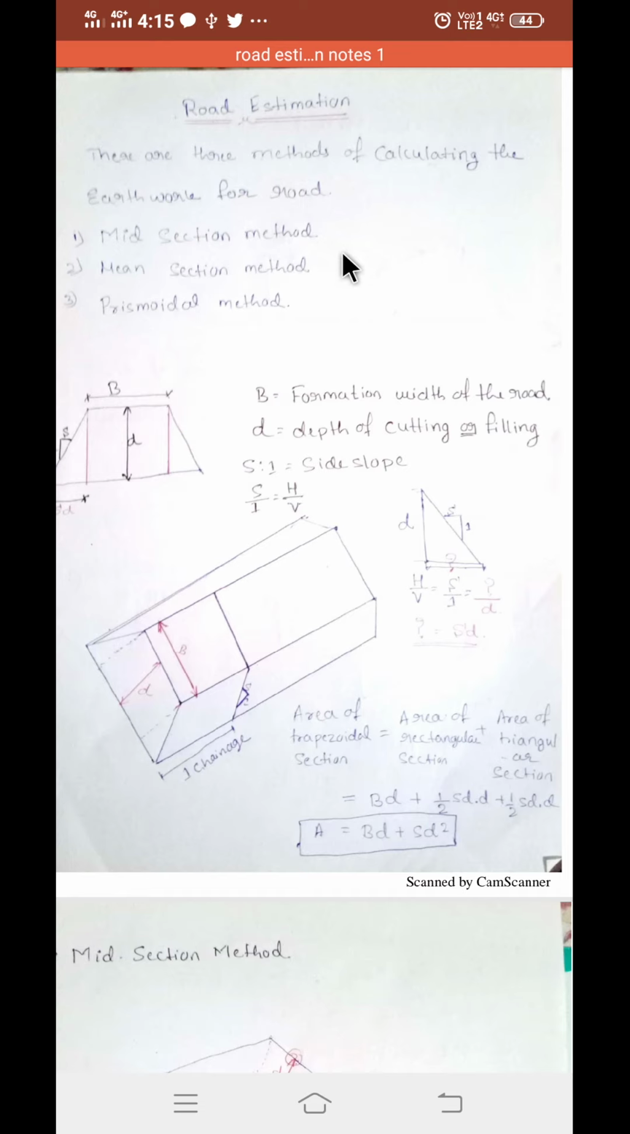Here, in the estimation of roads, we are calculating the quantity of earthwork. There are three methods which we follow to calculate the earthwork for roads: the mid section method, the mean section method, and the prismoidal method. Before going to these methods, we'll study how to calculate the area of the trapezoidal section.